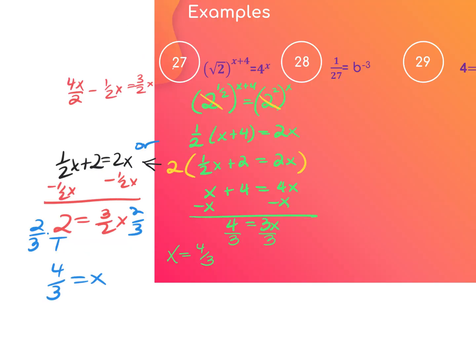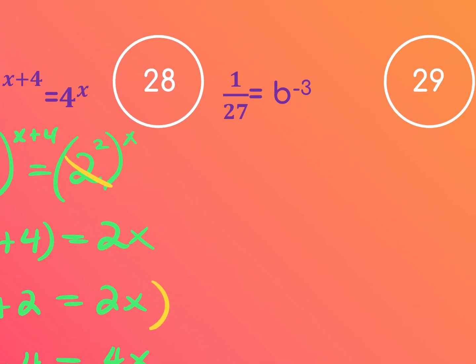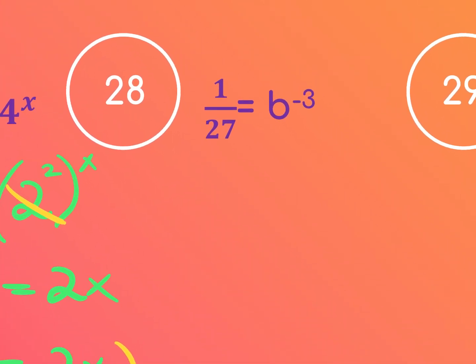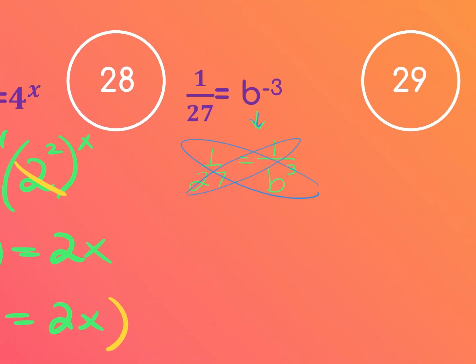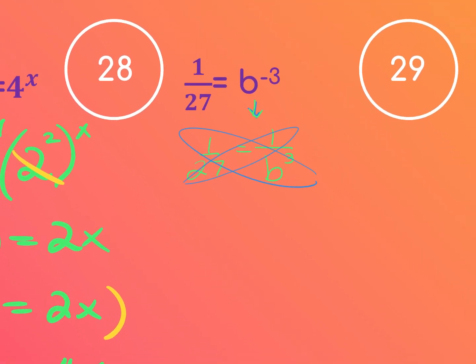So on this one, since I can't change 27 to have a base of b or change b to a base of 27, what I'm going to do instead is remember when you have a negative exponent, I'm going to turn this into a fraction, leave this fraction, and now I'm going to just solve this as a proportion. So I'm going to cross multiply 27 times 1, and then 1 times b to the 3rd. So once I cross multiply, I get b to the 3rd equals 27.